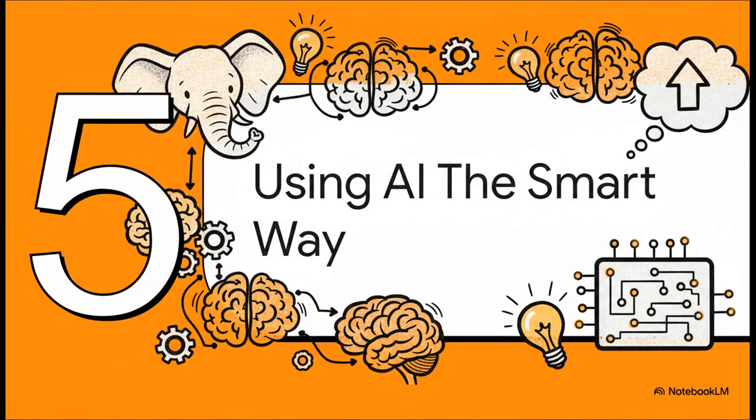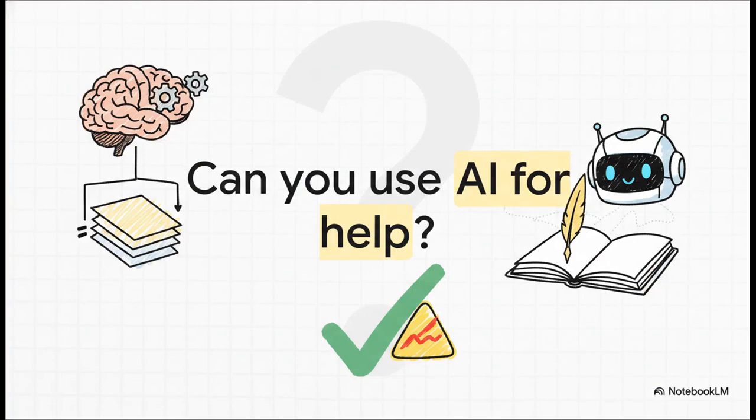Okay, let's talk about the elephant in the room, artificial intelligence. It's an unbelievably powerful tool for sure, but using it the smart way is absolutely critical. So the big question on everyone's mind is, can you actually use AI for help with this stuff? And the answer is yes. But, and this is a big but, there are some very, very important rules.